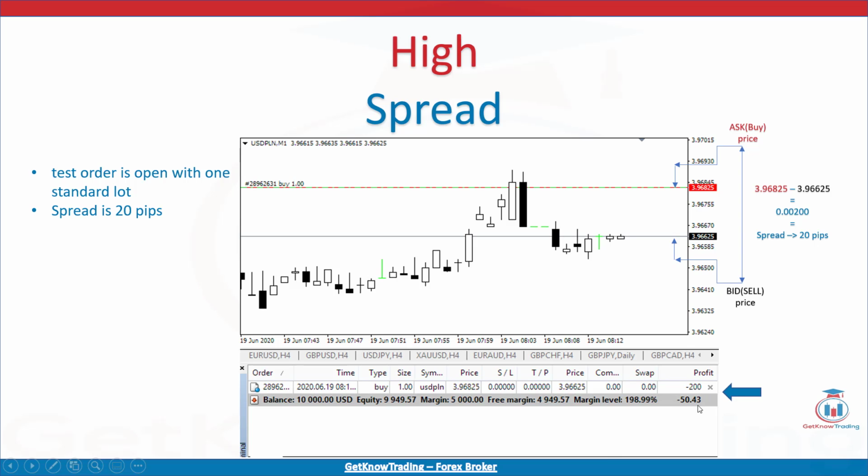When I calculate the pip value and the spread, I get minus $50.43. At the start, when I open the trade, I need to wait for 20 pips in profit until I get even. The $50.43 is the cost you need to pay to open an order, whether it is buy or sell, it doesn't matter. 20 pips at the start is too high a cost, and you should avoid using pairs with high spread. If you like to trade these pairs, then the profit target should be several hundreds of pips to make it worth trading these pairs.